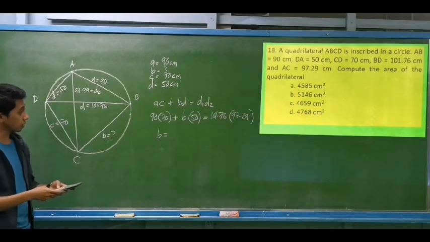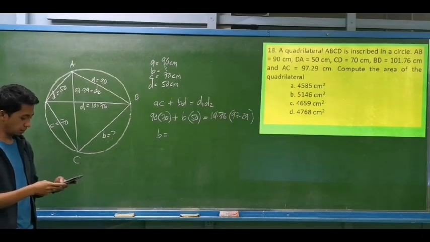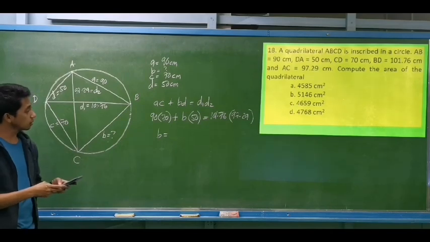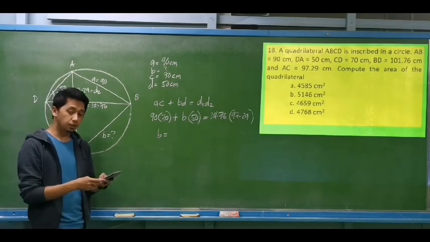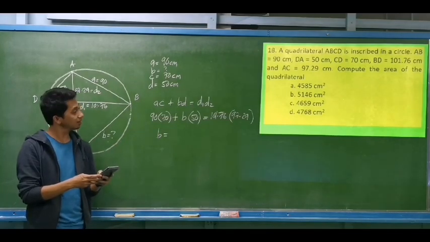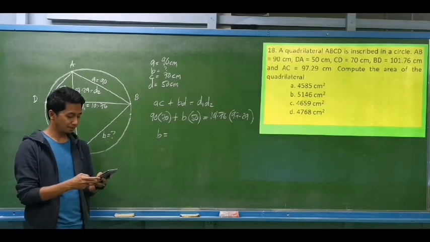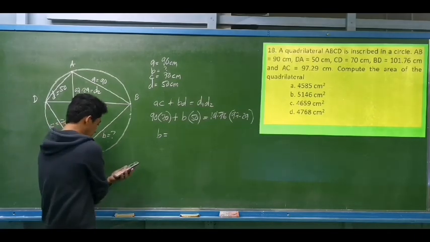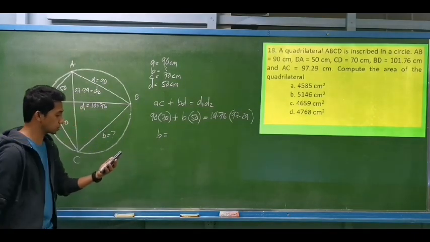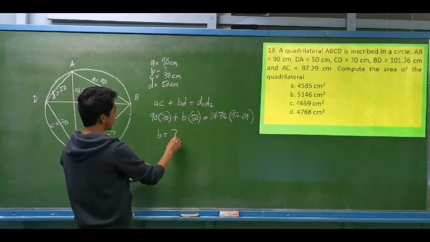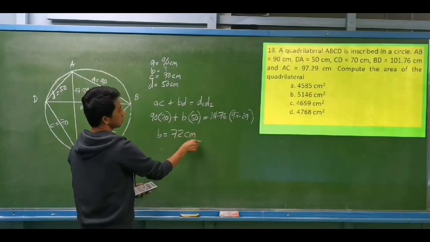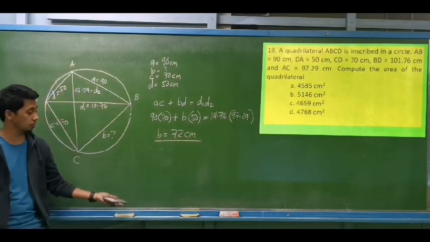Okay, let us compute for side B. That is 101.76 times 97.29 minus 90 times 70, divided by 50. So, ang lumabas dito is 72.0046. Sabihin na lang natin, 72 centimeters. So, yun si side B.